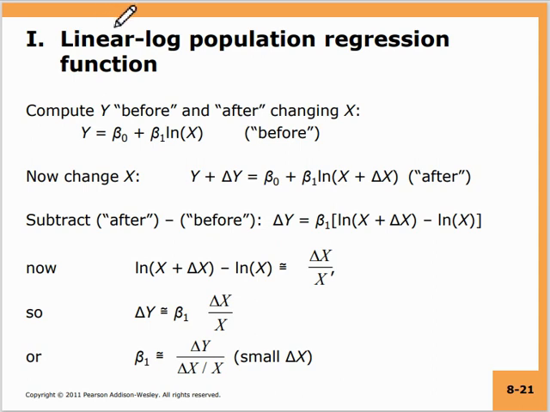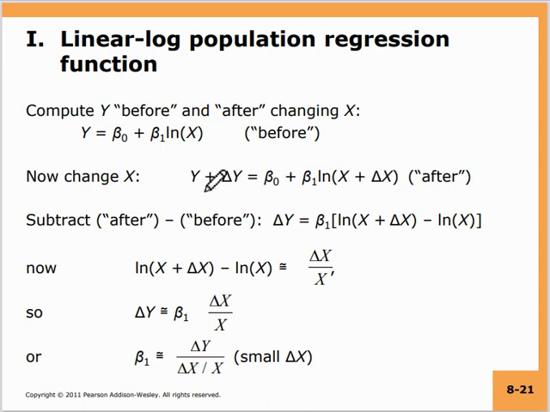So, the linear-log population regression function. Before the change in x, you have y equals beta 0 plus beta 1 log x. This is the before state. Now you change x by delta x. When you change x by delta x, y changes by delta y. So you have y plus delta y equal to beta 0 plus beta 1 log of x plus delta x. This is the after situation. Now you subtract the before from the after, and you get delta y.